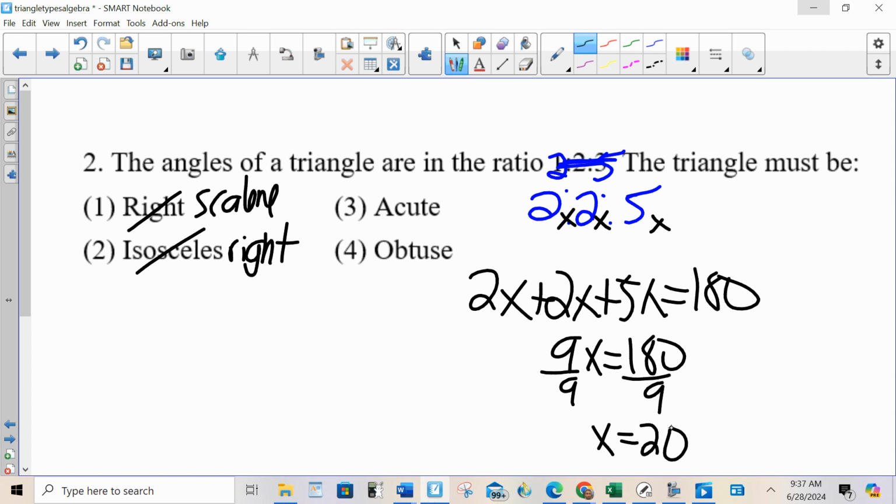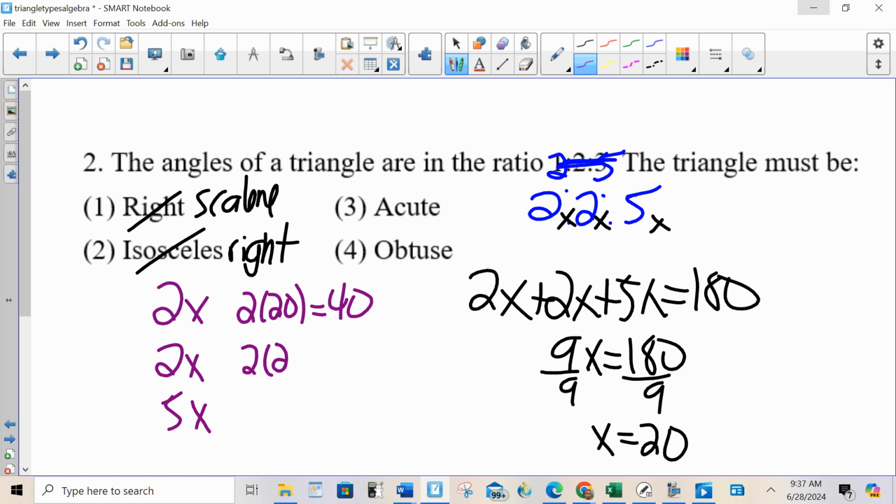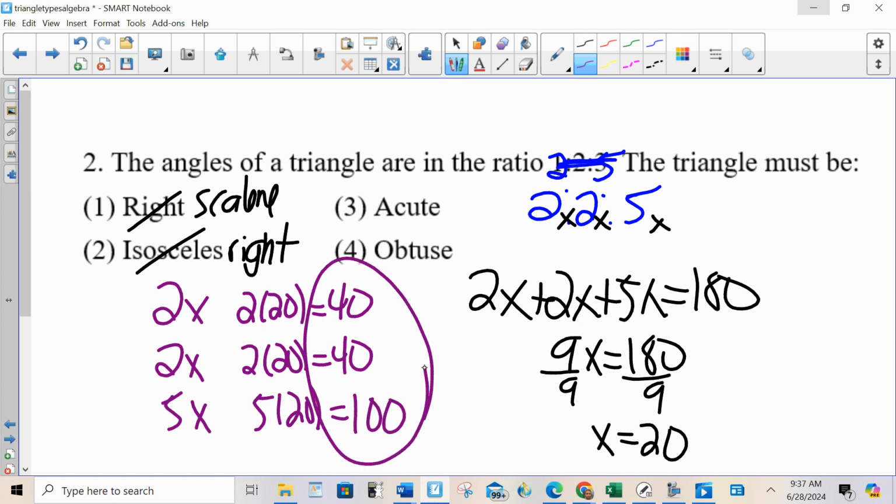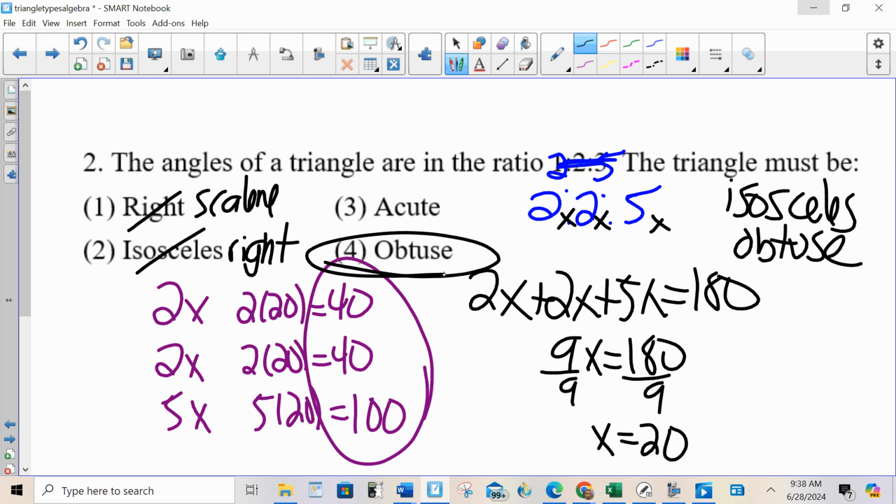Now that I have my x value, I'm going to substitute those into the original expressions. 2x, 2x, and 5x. 2 times 20 equals 40. 2 times 20 equals 40. 5 times 20 equals 100. 2 of them are the same. That makes it isosceles. One of them is more than 90. That makes it obtuse. It's an isosceles, an obtuse triangle. The one that's there is choice.